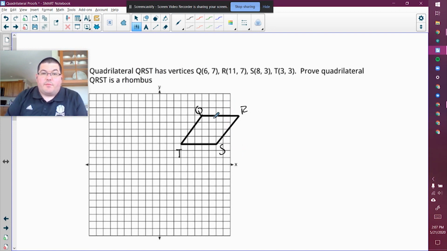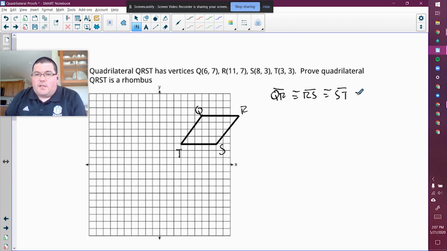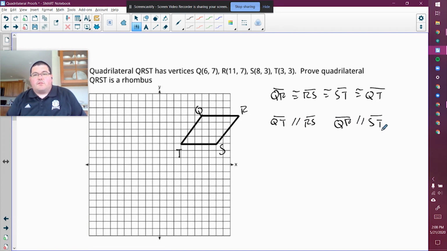Now remember, a rhombus is a parallelogram that has all four sides the same length. And so that's the key that we're looking for. Are all of these sides the same length? So does QR line up in congruence with RS, in congruence with ST, in congruence with QT? And are QT and RS parallel, are QR and ST parallel, right? So these are the questions we're trying to prove.